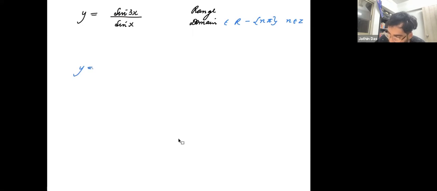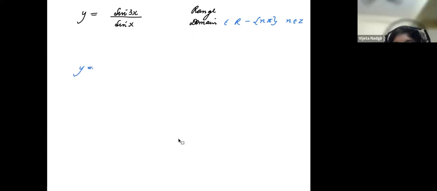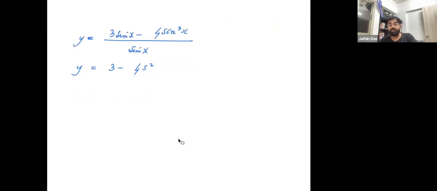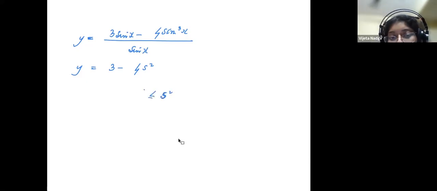What will you do? Sin 3x, I'll take it as 3 sin x minus 4 sin cube x. So it will be 3 minus 4 sin square x. Correct. Now you know the range of sin square, so work backwards. Sin square is always between 0 and 1.